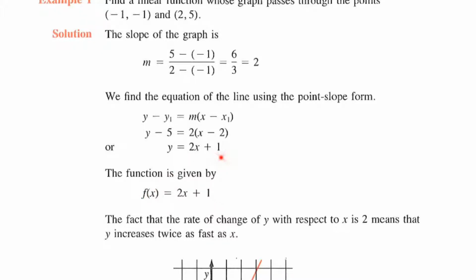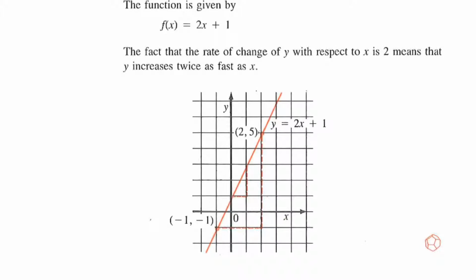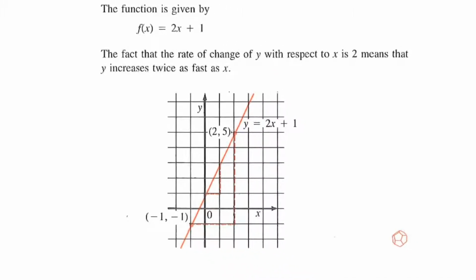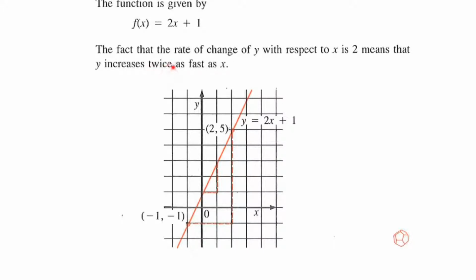Therefore, the linear function that passes through those points is f of x equals 2x plus 1. This is the graph of the line. We have 2 points, joining them, we have the graph. The fact that the rate of change of y with respect to x is 2 means that y increases twice as fast as x.